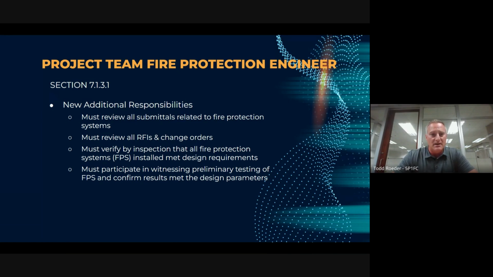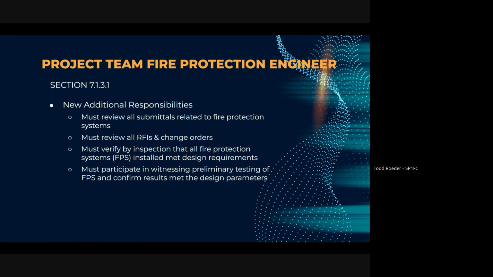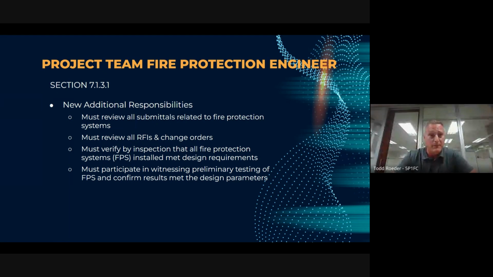Verify by inspection that all systems have been installed to meet design requirements. This is somewhat critical from a quality control perspective because traditionally the design team fire protection engineer is also going to be the designer of record. So this adds an extra layer of quality assurance that the work is actually installed based on those approved design parameters.